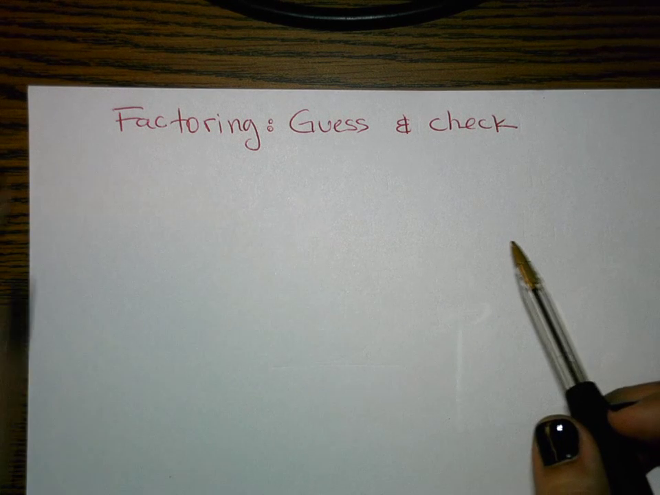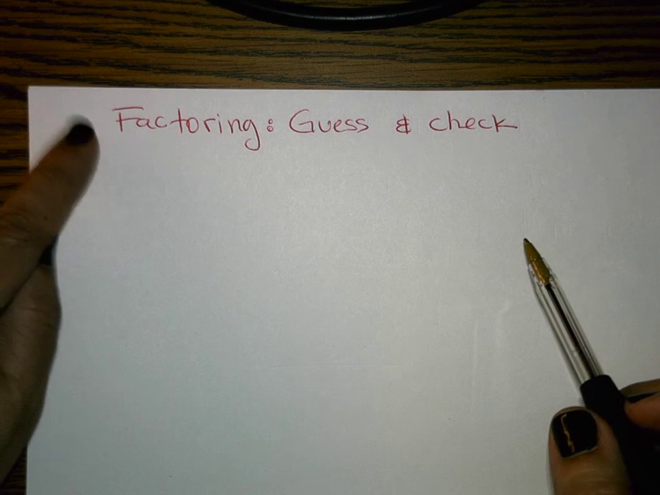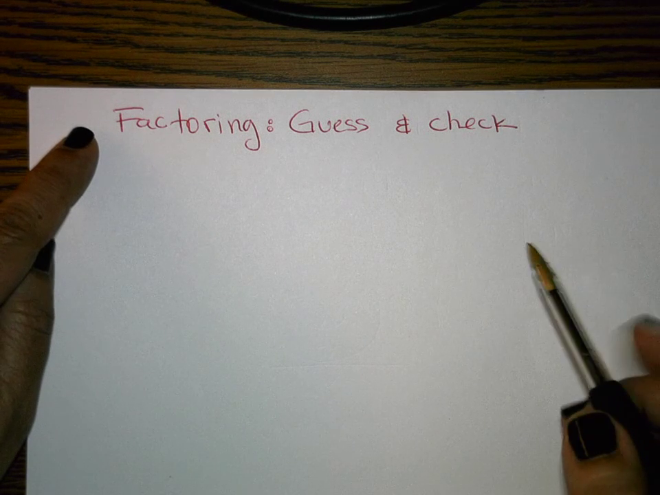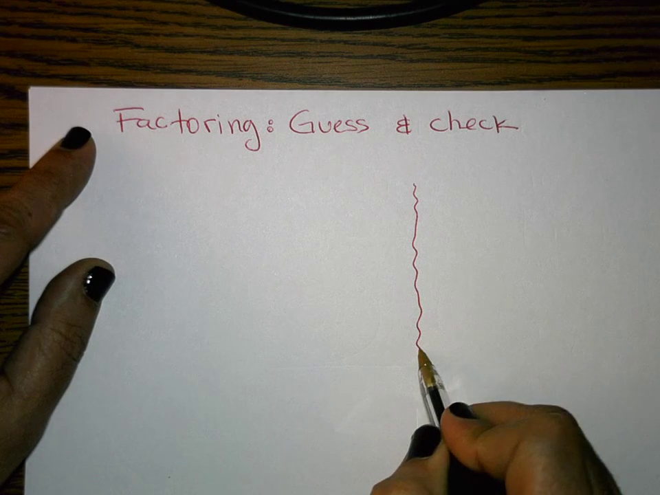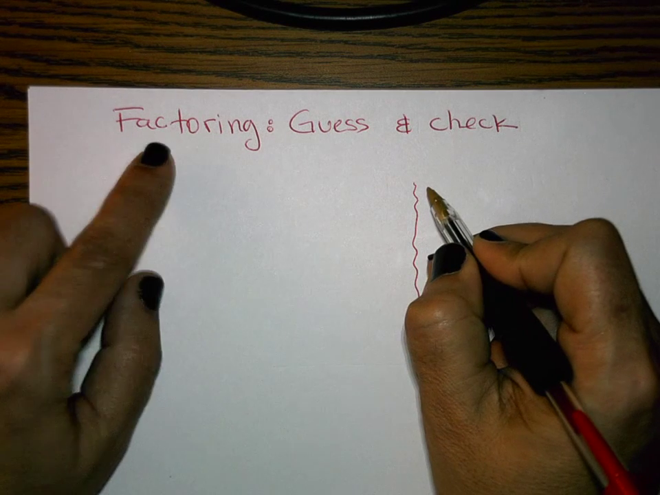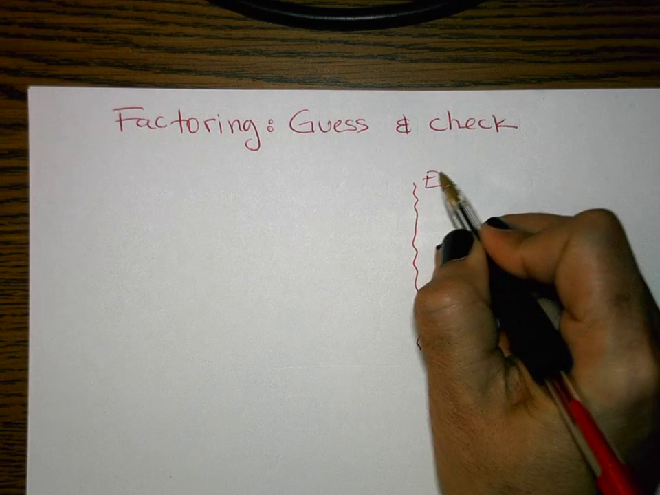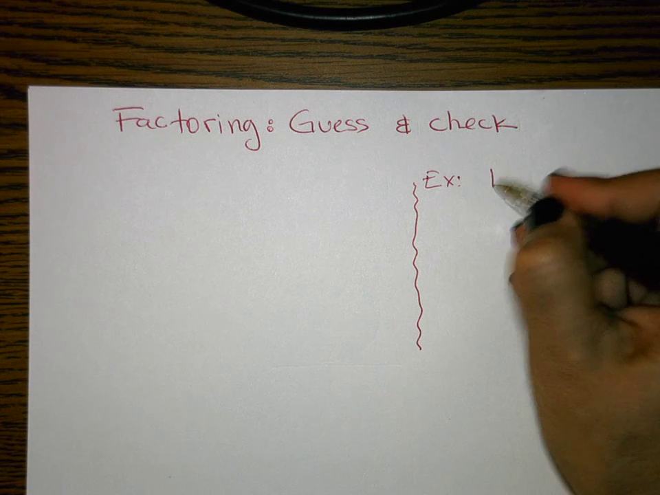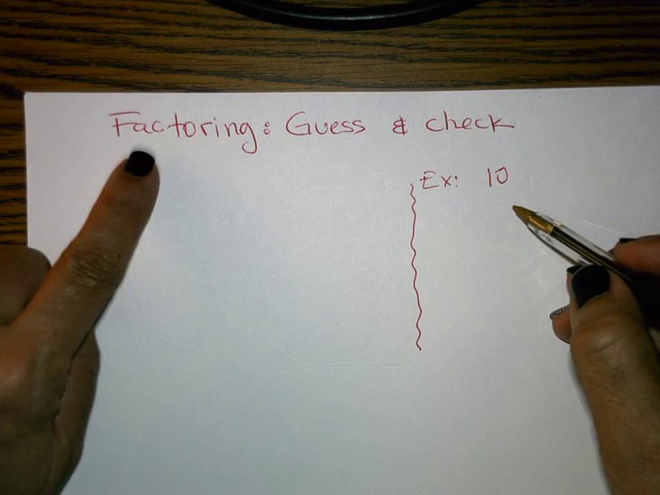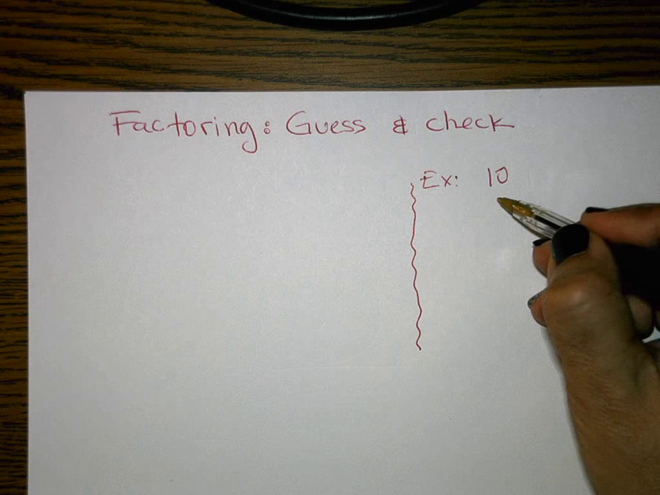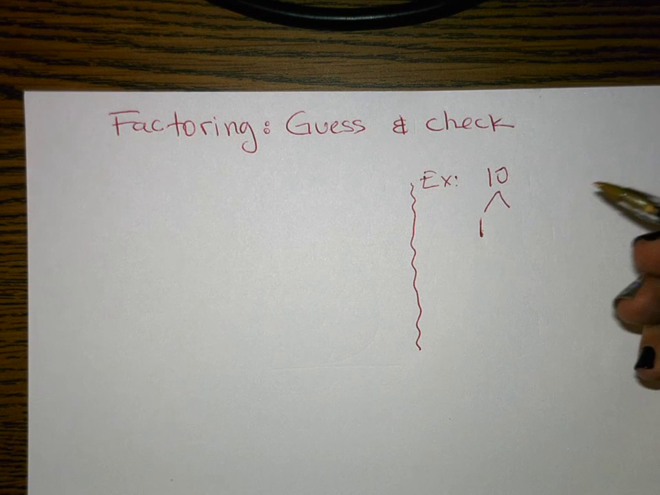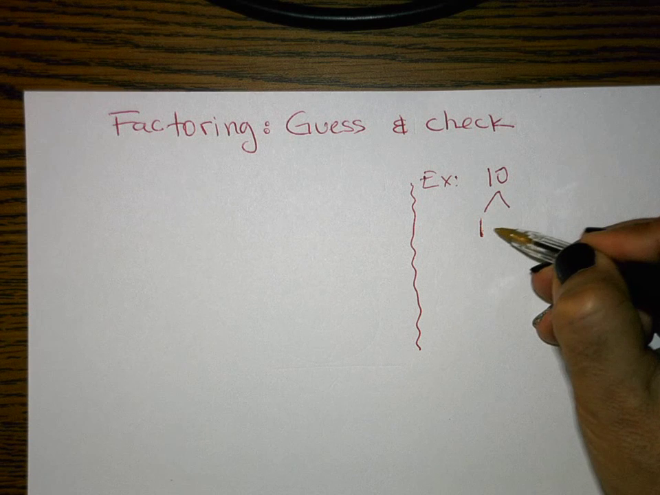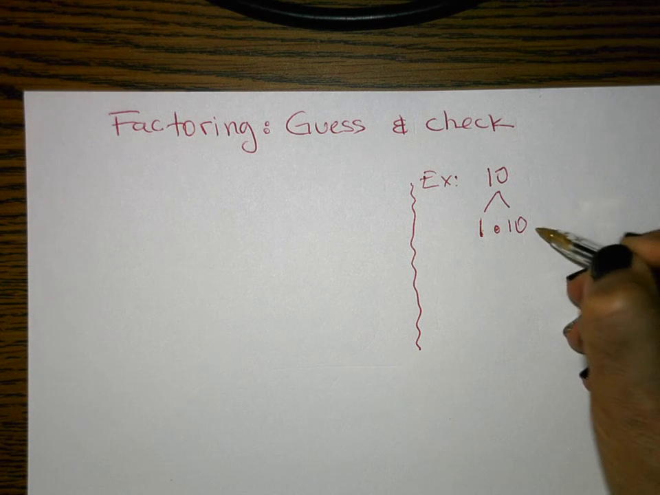So first, I think it's very important for us to understand what factoring means. Let me do a little example here on the side, just a little side note. What does factoring mean? For example, if I have the number 10 and I want to factor it, I want to figure out what factors, when multiplied, give me the number 10. The first thing I think of is the number 1 times the number 10.